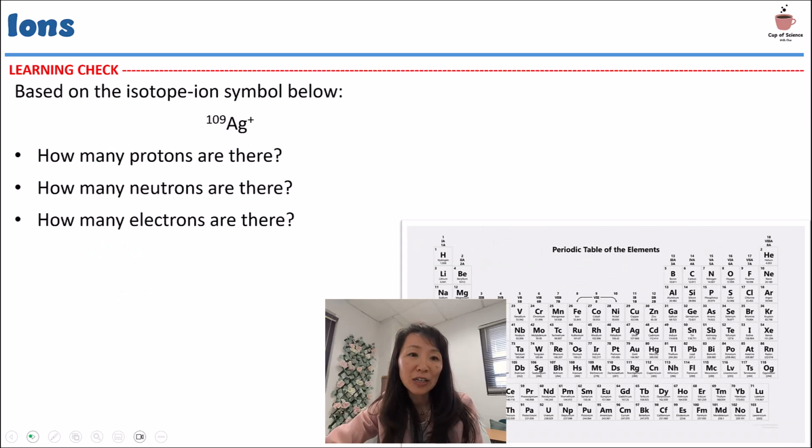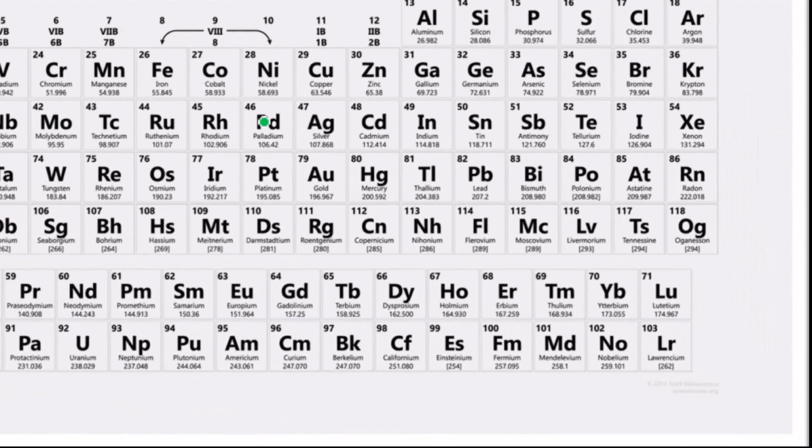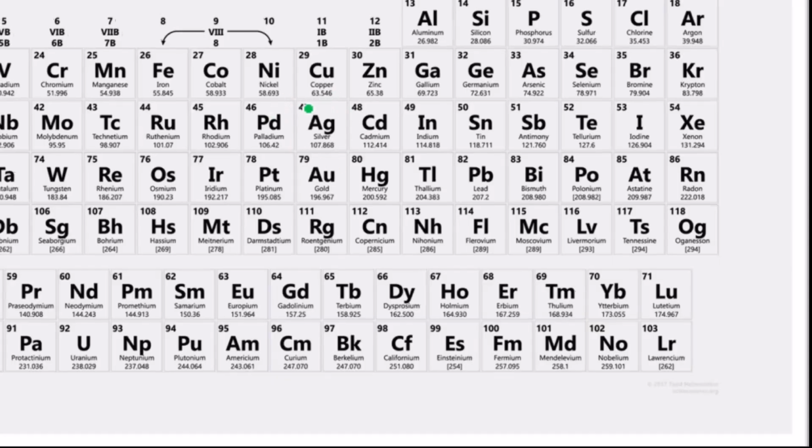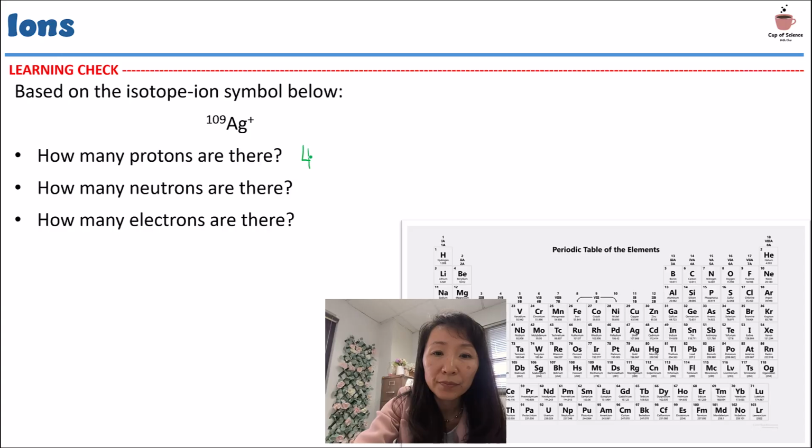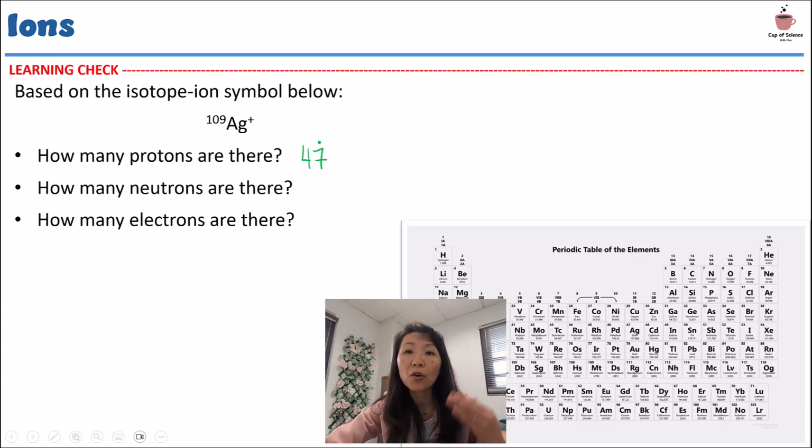In the next learning check, it's asking for how many protons, neutrons, and electrons for an isotope symbol like this, silver-109 plus. Let's take one at a time. Let's take a step back. Silver, let's go find silver in the periodic table. Silver is number 47. So what does that mean? The proton number is 47, because the atomic number and the proton number are the same.